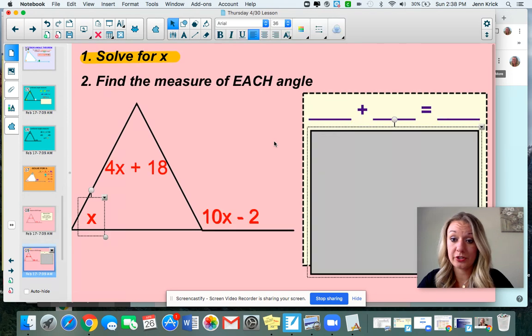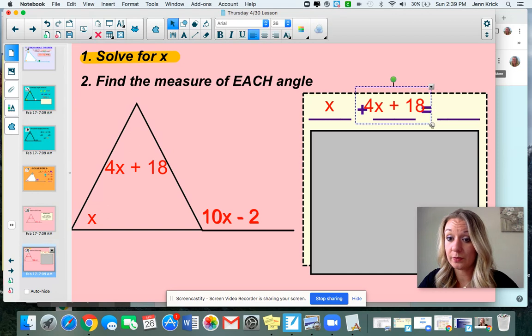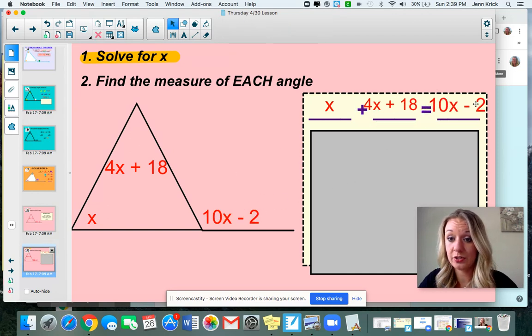Let's use our understanding of the exterior angle theorem to make this happen. So I know that if I add together x and 4x plus 18, that is all going to be equal to my exterior angle, which is just 10x minus 2. Notice how easy it was for me to set up my equation. You just add these two together and set it equal to your outside angle.